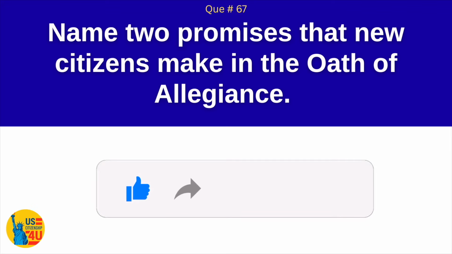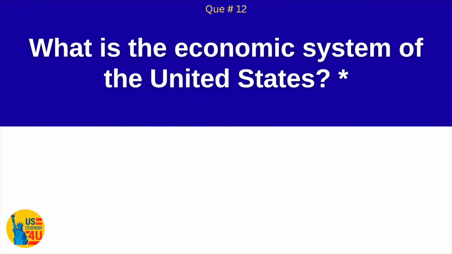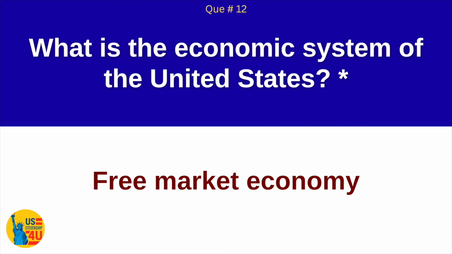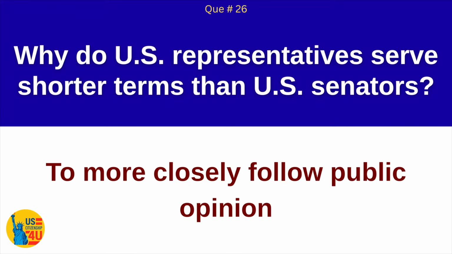Name two promises that new citizens make in the Oath of Allegiance. Give up loyalty to other countries. Obey the laws of the United States. What is the economic system of the United States? Free market economy. Why do U.S. representatives serve shorter terms than U.S. senators? To more closely follow public opinion.